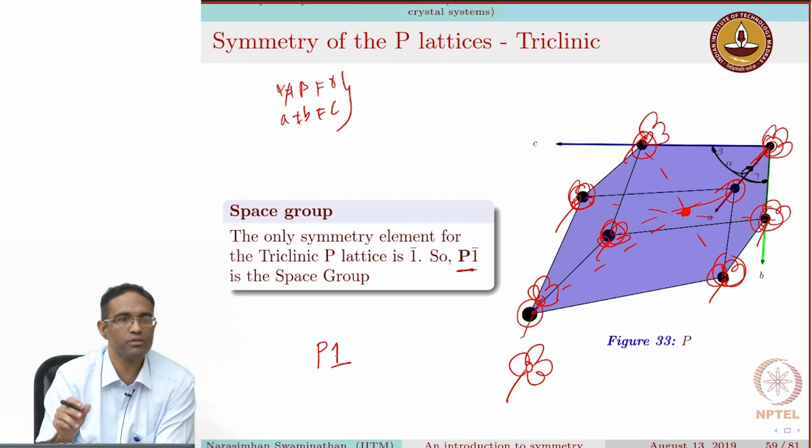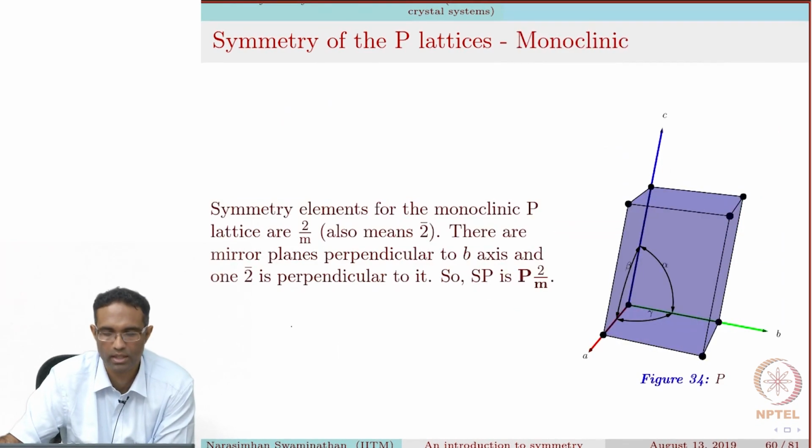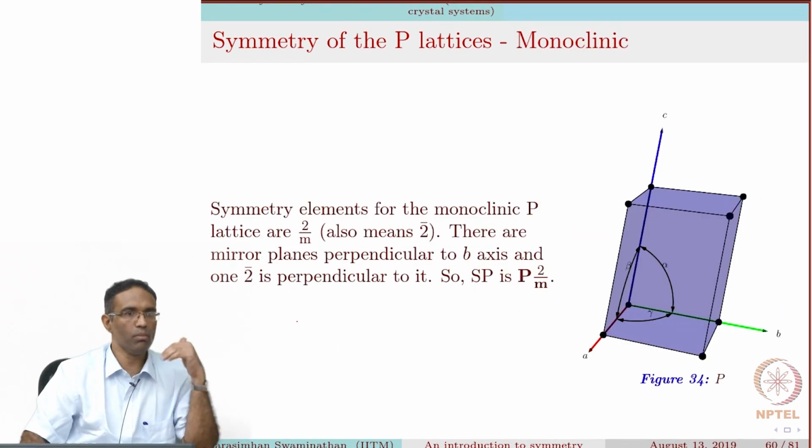What we are talking about is for the Bravais lattice, which only has the atom there. This distinction is kind of important. It can be confusing at times. Next we talk about monoclinic lattices.